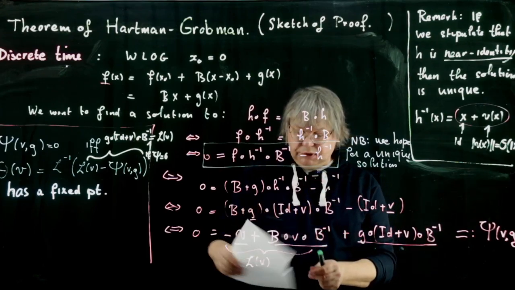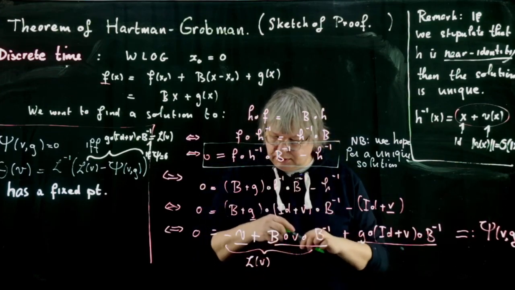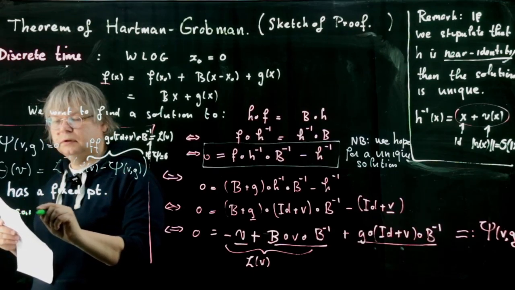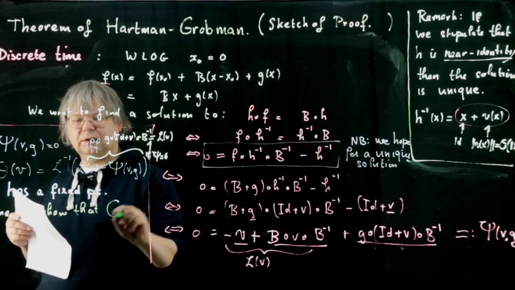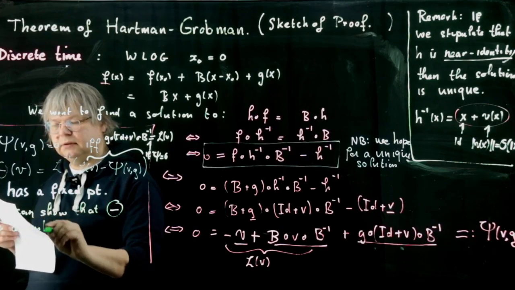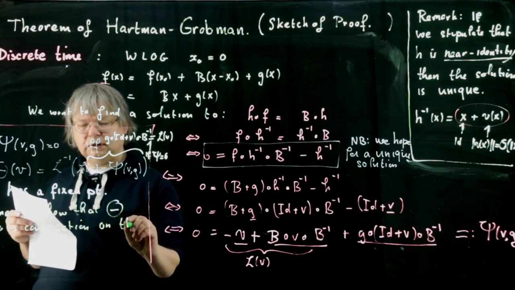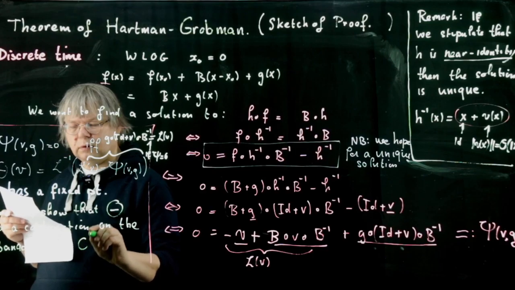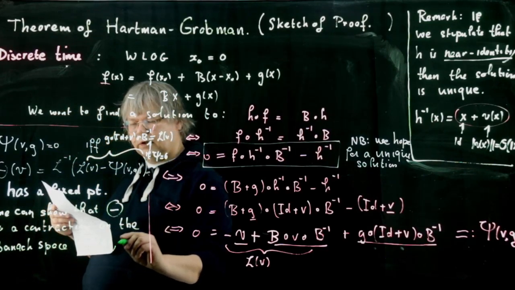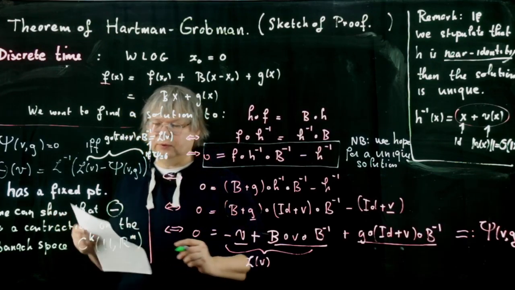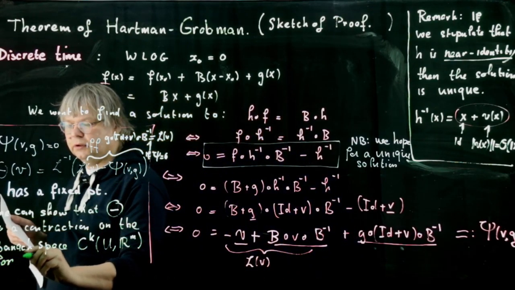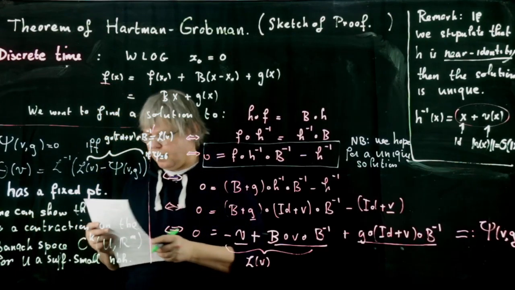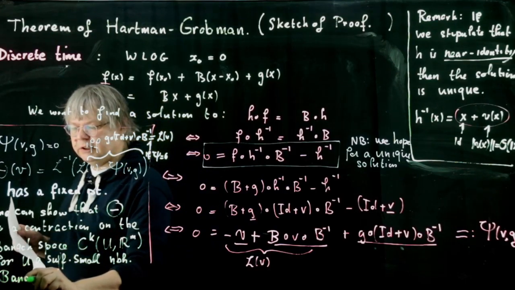And now we use the big machine of the Banach fixed point theorem. So one can show that this operator phi is a contraction on the Banach space of k times differentiable functions mapping from U into R^m, for U a sufficiently small neighborhood. So then it's just saying Banach contraction principle.